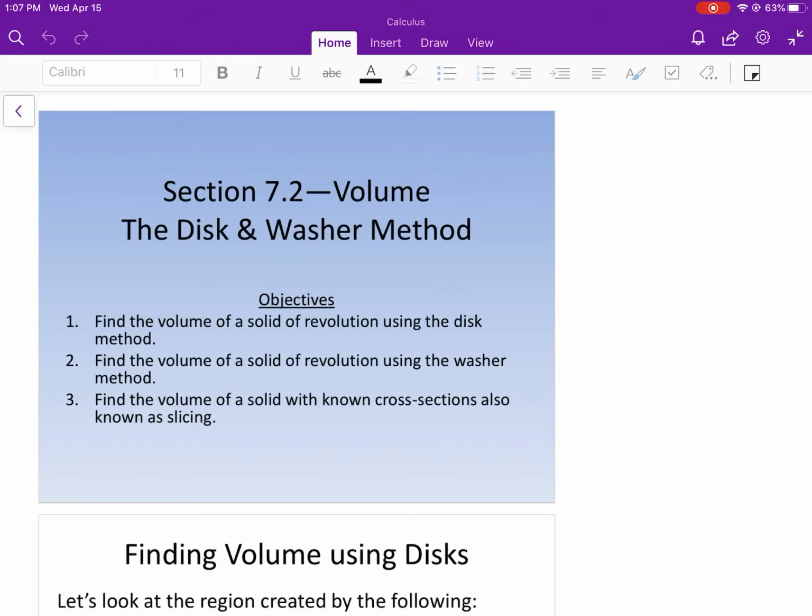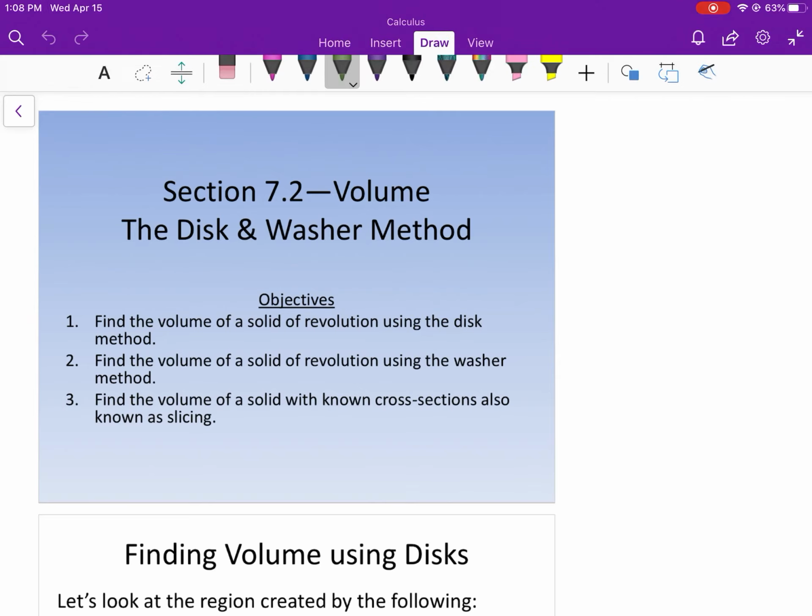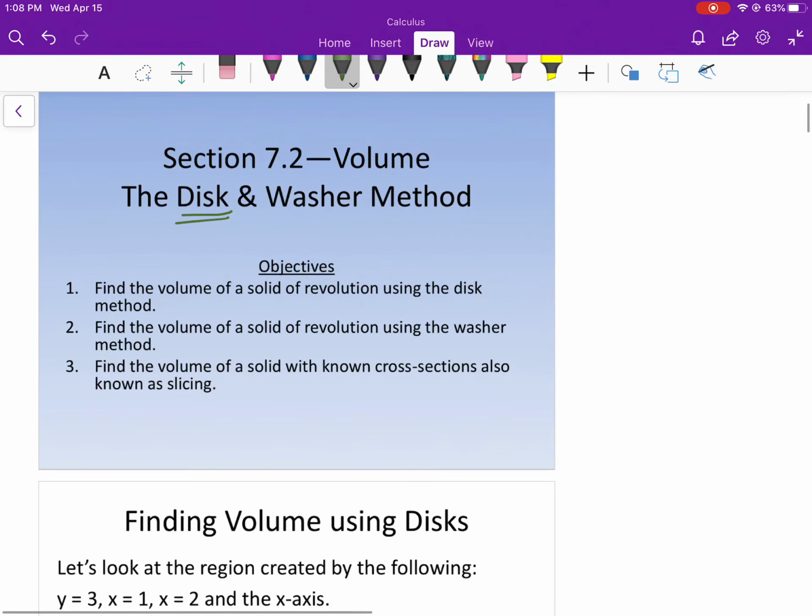Calculus, we're going to dig into lesson 7.2 today. We're going to look at volume, and in this first part of the lesson, we're just going to be concerned with the disk method. As you can see in the objectives, there's actually several parts to this lesson. You have the disk method, the washer method, and then different cross sections.